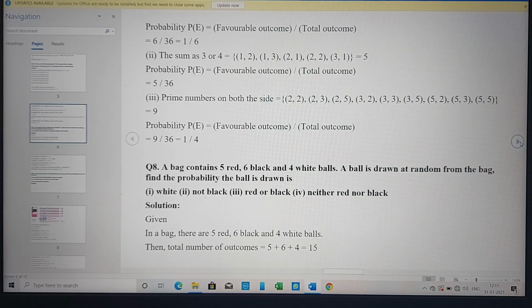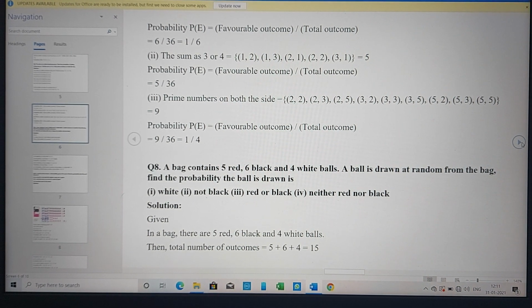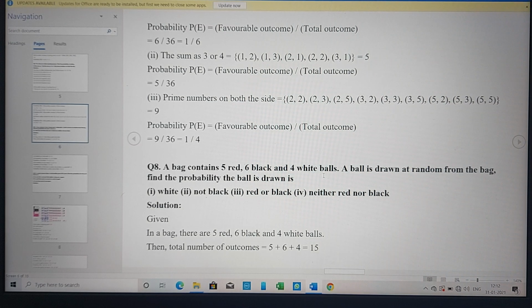Moving on to the next question: a bag contains 5 red, 6 black and 4 white balls. A ball is drawn at random from the bag. Find the probability that the ball is, we'll do it later on. First of all, we have to count how many total number of balls are there. 5 red, 6 black, 4 white. So 6 plus 4 plus 5, 15. So total number of outcomes are 15. Clear?